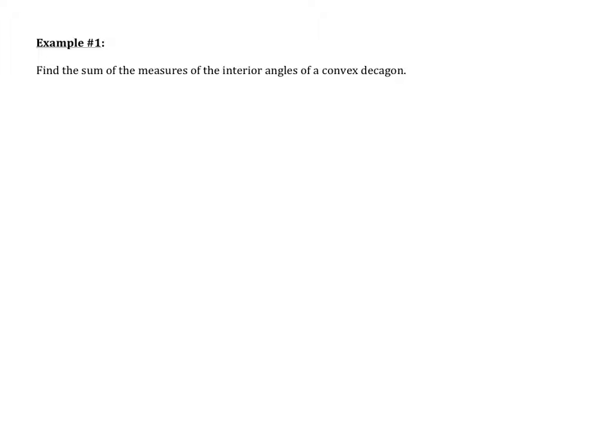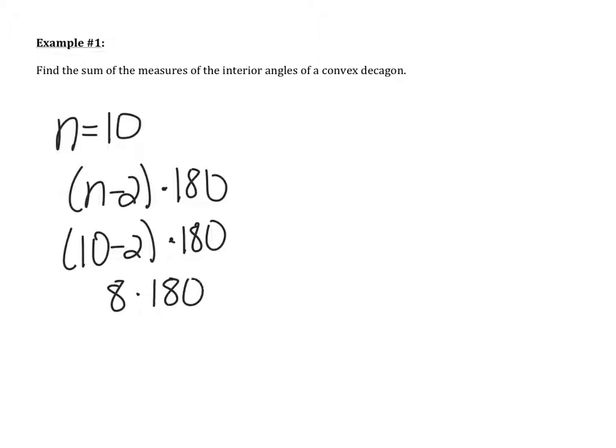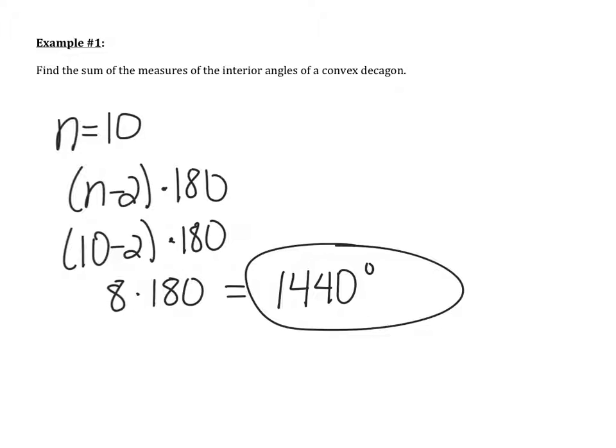So let's put that theorem to use. Here's example number 1. Find the sum of the measures of the interior angles of a convex decagon. First off, a decagon has 10 sides, so n equals 10. We're going to use the formula n minus 2 times 180. So this would be 10 minus 2 times 180. 10 minus 2 is 8, so it'd take 8 times 180 to get the number of degrees in a convex decagon. I ended up with 1,440 degrees inside of a convex decagon.